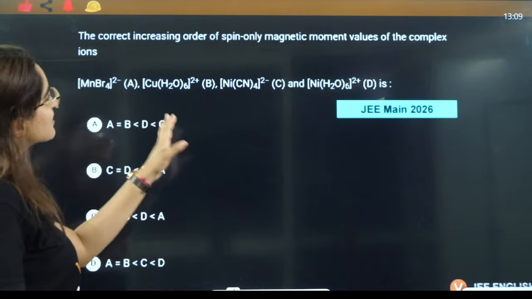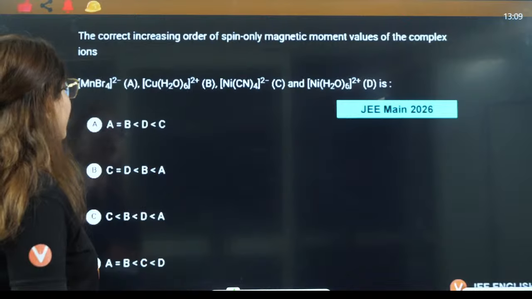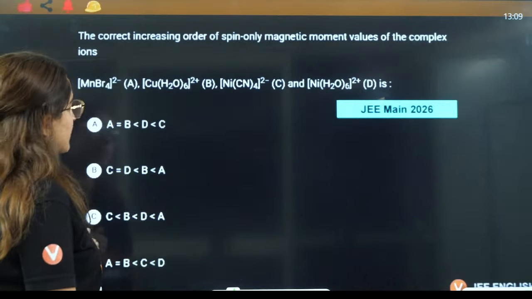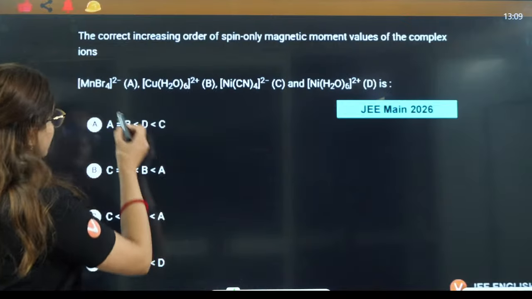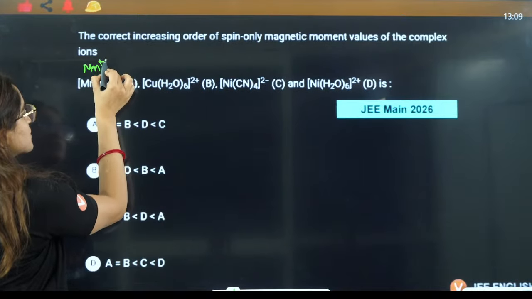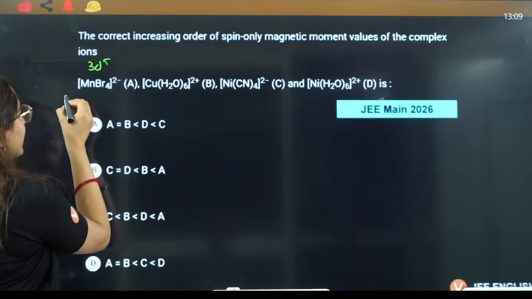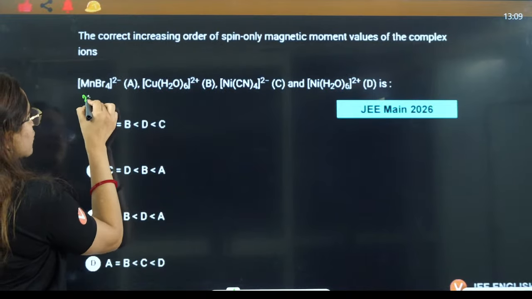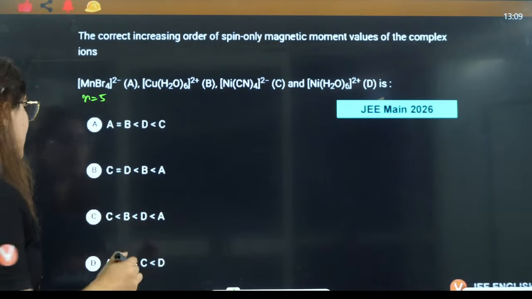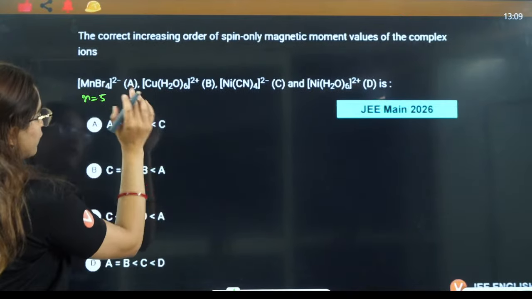The correct increasing order of spin only magnetic moment values of the complex ions are what? Now you have to define the spin only magnetic moments here. Firstly I'll do this one, manganese. Manganese is in +2 oxidation state. Manganese +2 means it is 3d5. Weak field ligand means there are 5 unpaired electrons here. That is going to be the maximum. So A is definitely going to be maximum here. This is eliminated. Let's talk about B.